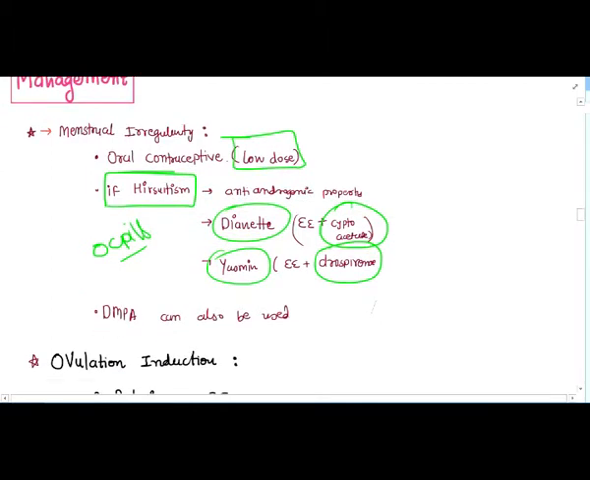On the other hand, DMPA, that is depot medroxyprogesterone acetate, can also be used in this disease if the patient wants. Our primary goal here is to correct the menstrual irregularity that happens in PCOD.